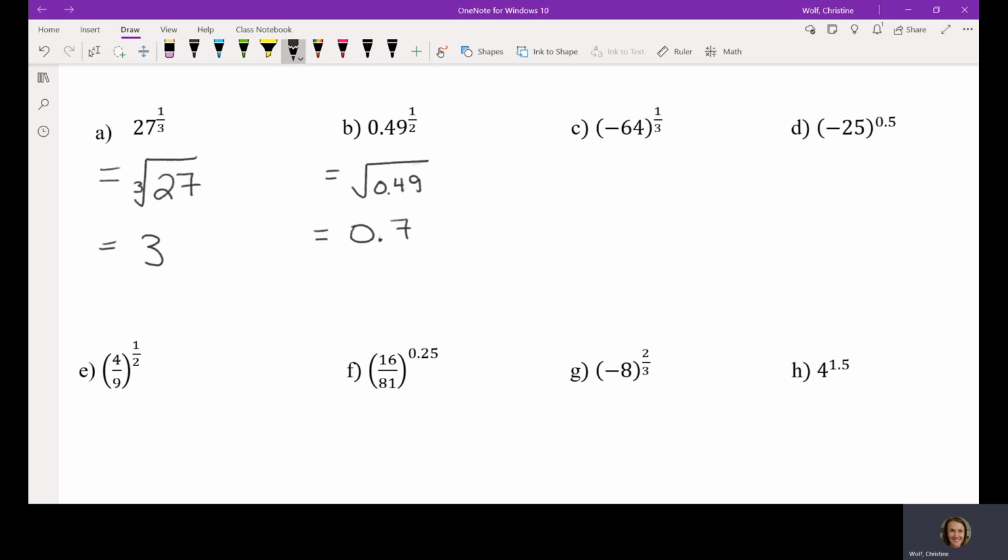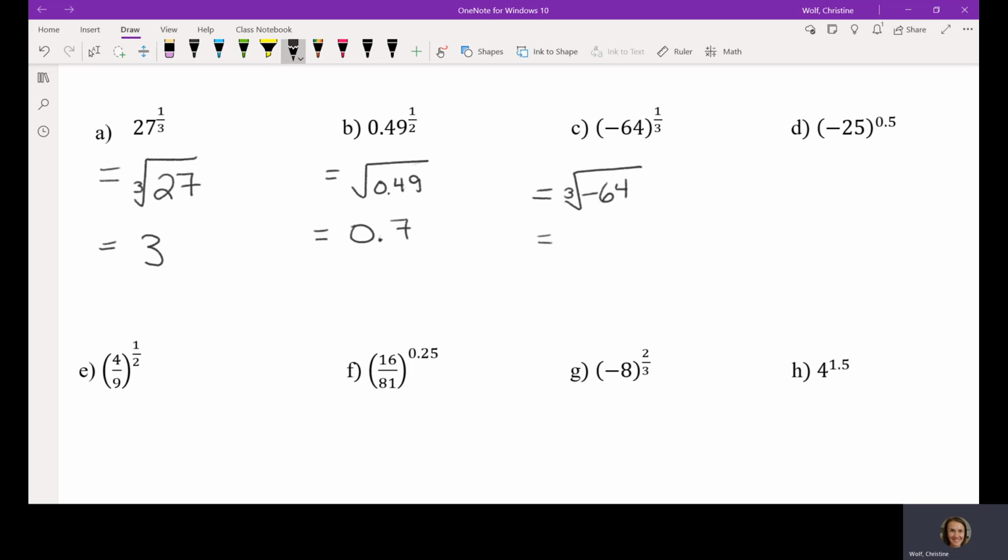C, I want negative 64 to be the base now. So that negative is in brackets, it's glued to that 64. So when you write this as a radical, make sure you write negative 64 underneath. It belongs to that 64. The denominator of your fraction is a 3. So that's now what your index is. And again, when the numerator is 1, don't worry about doing anything else. A numerator of 1 is easy. So all we're asking for is the cube root of negative 64.